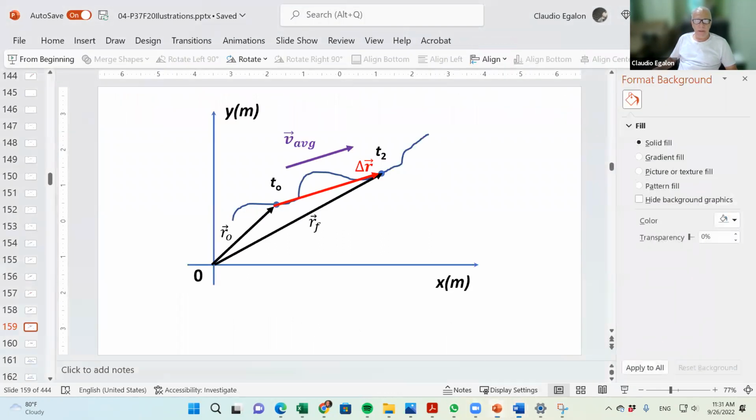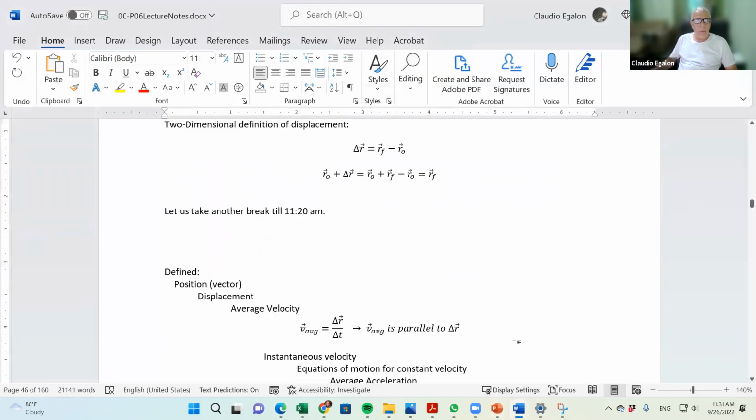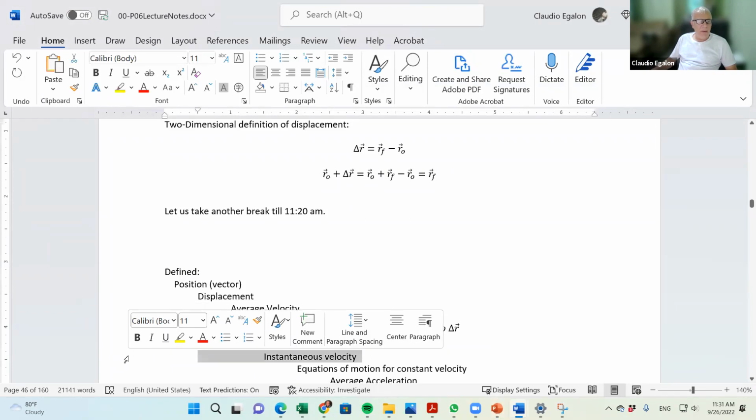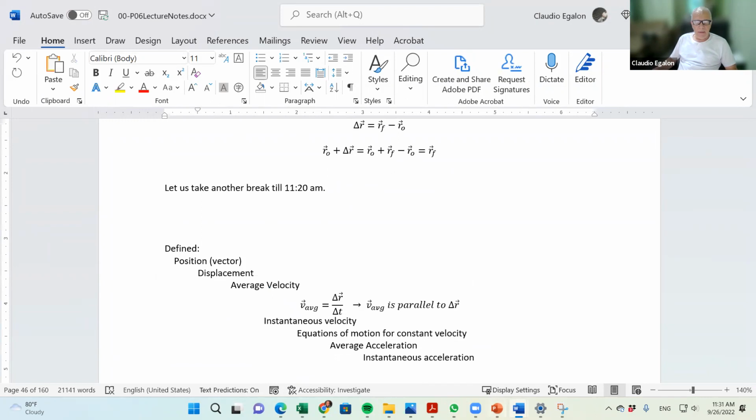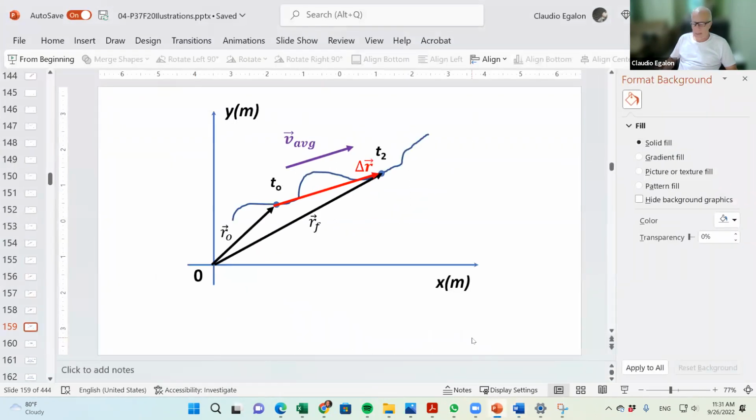Now the next thing that you are supposed to picture is the instantaneous velocity vector. And the instantaneous velocity vector has a very nice graphical interpretation.